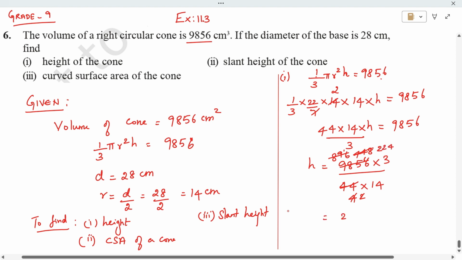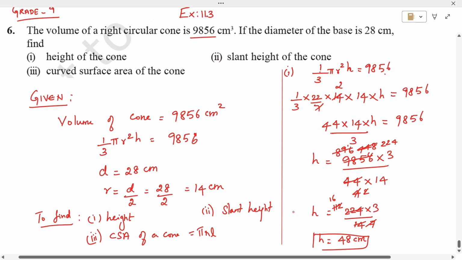Write the remaining if you're confused with the cancellations. Okay, the remaining values you keep and then you cancel. So again, I can cancel by 2 tables, so it becomes 1, 1, 2, and this is 7 times. So now I can cancel by 7 tables. 7 ones are 7, 7 sixes are 42. So h is equal to 16 times 3, which is 48 centimeter.